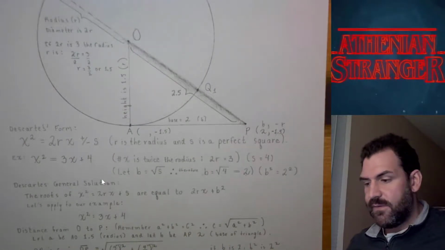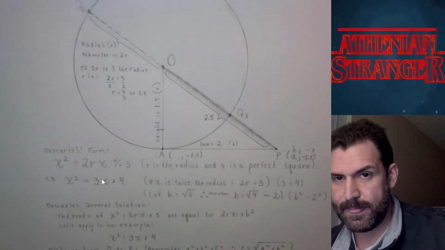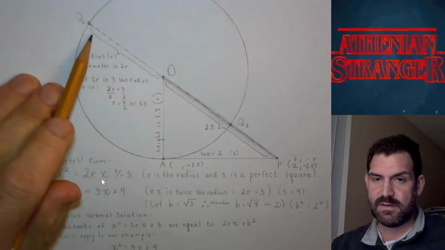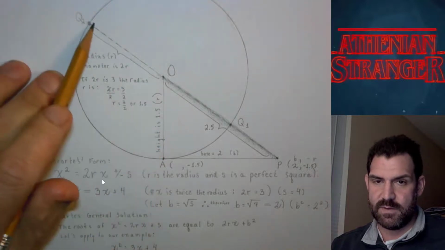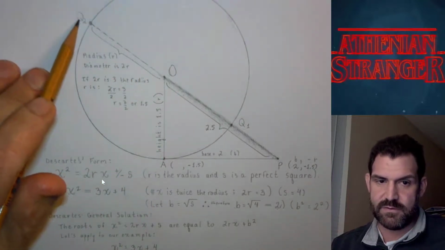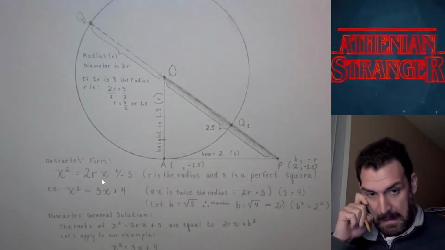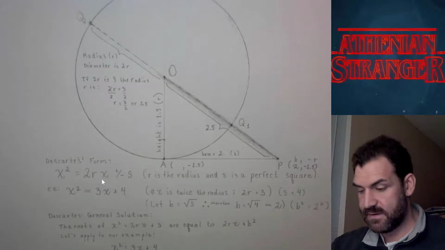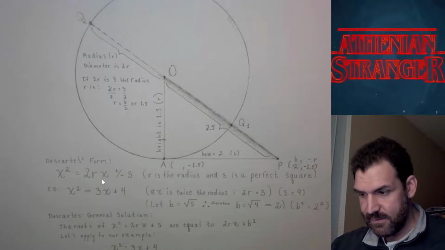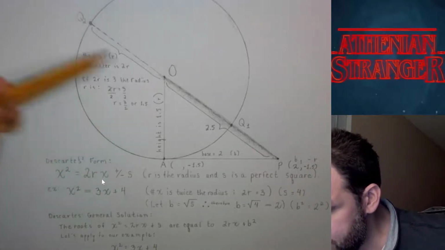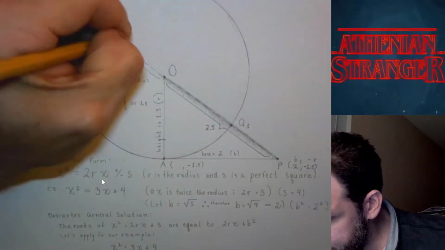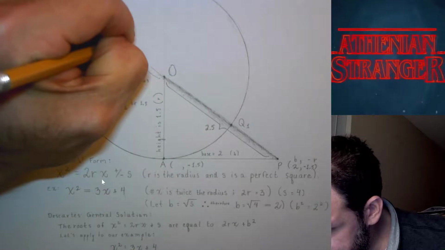So let me ask this question. Knowing what we know, can we find this distance now? Sorry, can we find the distance from Q2 all the way to P? Remember, that was one of the answers. That was the big aha moment. Yes, we can, because we know that this is equal to this. So this is 1.5, right? This was 1.5.